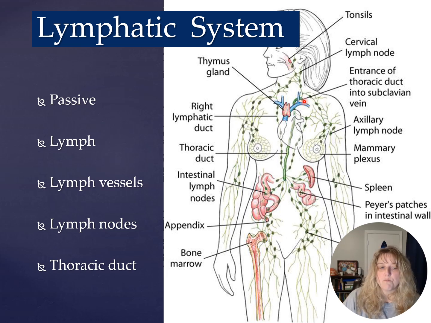This is a passive process with our lymph, which is the fluid, the vessels, the nodes, and we talk about the thoracic duct. Now you do have the right lymphatic duct. It is a lot smaller. It only takes a smaller portion of the body. I think I've got a picture of it here shortly, so we'll look at that.